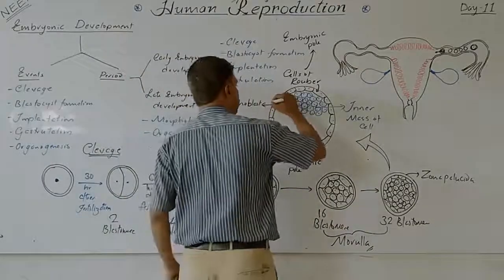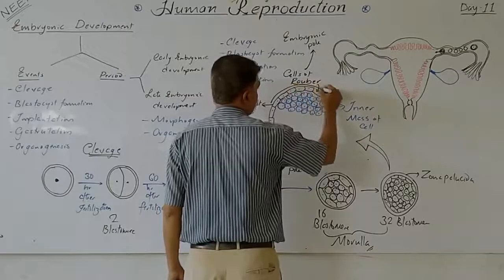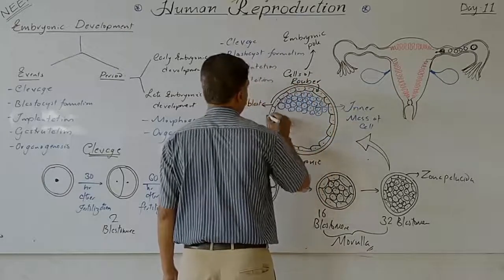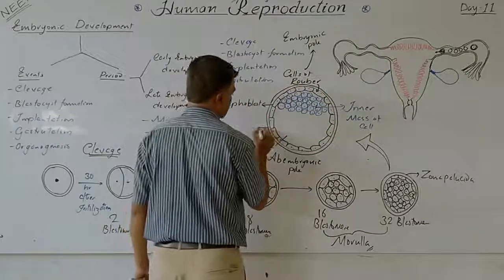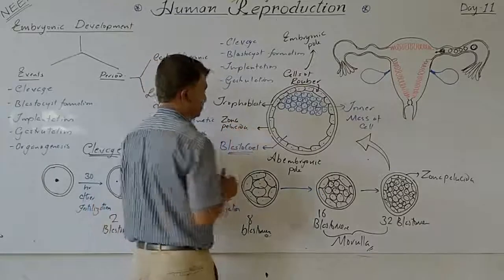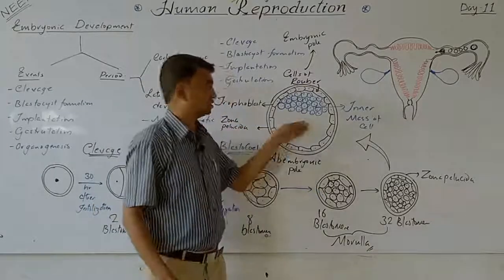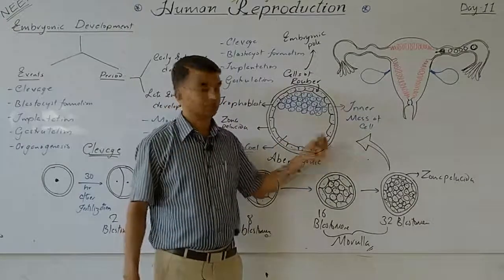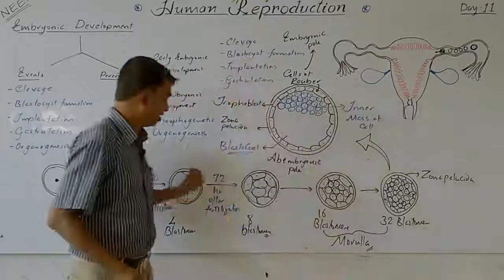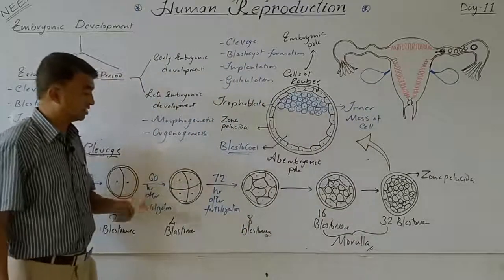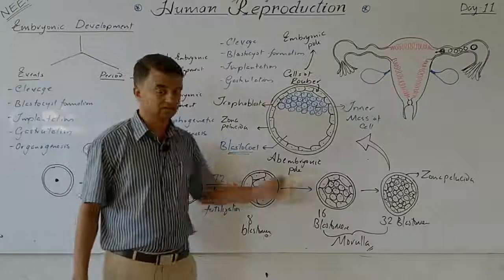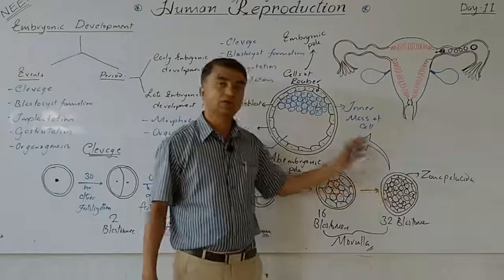Now this is also covered with the outer membrane, the zona pellucida. Till the formation of the blastocyst, the zona pellucida is still present. The first is the zygote, first cleavage after 30 hours, second cleavage after 60 hours, third cleavage after 70 hours. Gradually the number of blastomeres increases, but the overall size of the embryo remains the same.